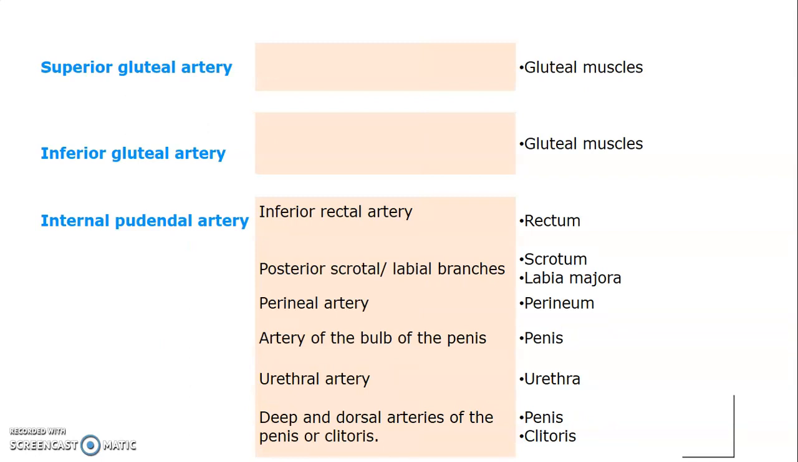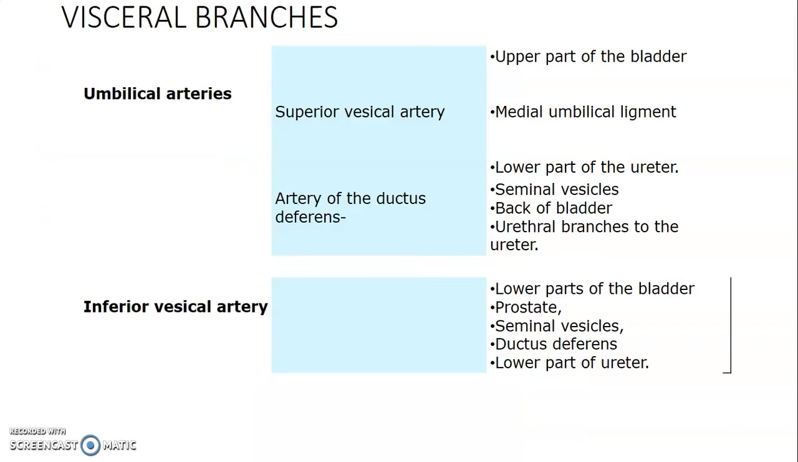Then superior gluteal artery is another parietal branch to gluteal muscles, specifically gluteus minimus and medius, while inferior gluteal artery supplies the gluteus maximus muscle. Internal pudendal artery has different branches: an inferior rectal to the rectum, posterior scrotal and labial branches to the scrotum and labia majora, perineal artery to the perineum, artery of the bulb of the penis to the penis, a urethral artery to the urethra, and deep and dorsal arteries to the penis or clitoris.